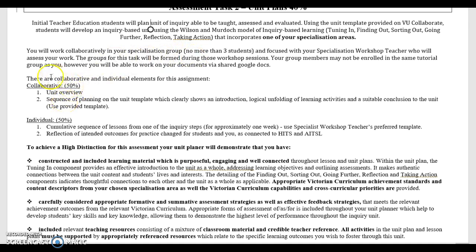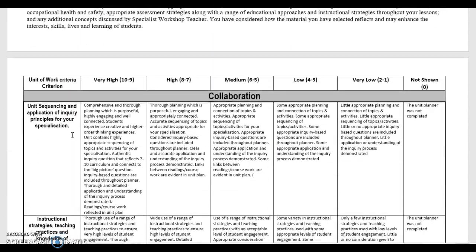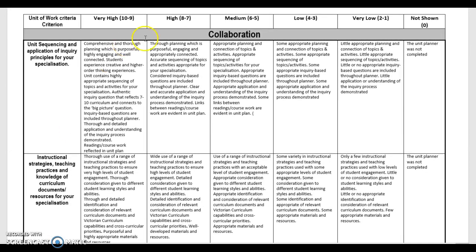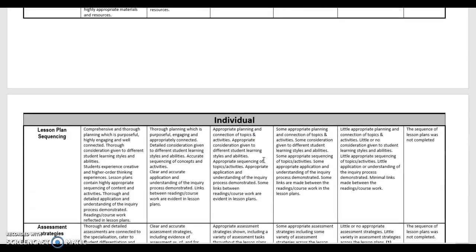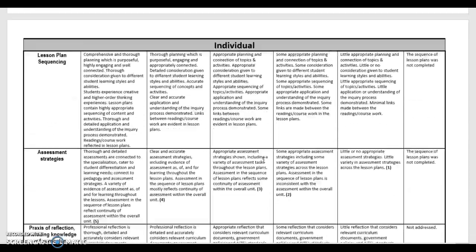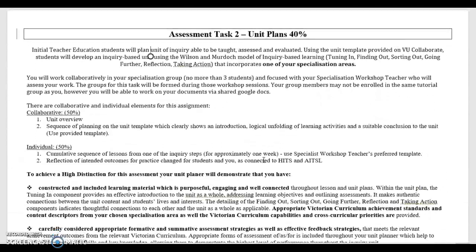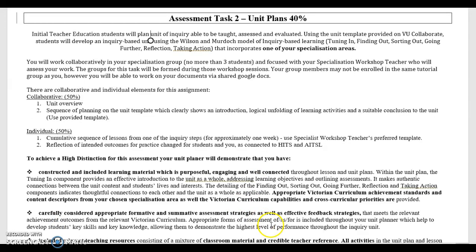Okay, so there's two sections to this assignment. We have the collaborative section and an individual section, and you will be assessed collaboratively in the first two and obviously individually in the second two. So take note of the rubric here. It's pretty self-explanatory. We've got sections for collaboration and sections for individual, but it's weighted 50-50.